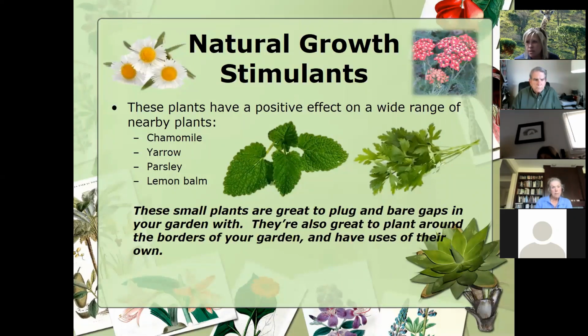Now to go back to some of those natural growth stimulants that we were talking about earlier, these plants here have a positive effect on plants that are grown nearby. So chamomile, yarrow, however you pronounce that, wherever you're from, parsley, and lemon balm can all increase vigor of plants. So you see there, they're great to plug in some of those bare gaps that you've got in your garden. Plant those along your garden borders, and then of course you can utilize most of these in teas or for other uses. Just be cautious with that lemon balm, again, because it's a member of the mint family, so it can take over the universe, but it's very fragrant. It's got a very lovely smell, and you see it pictured there. It makes a nice tea.